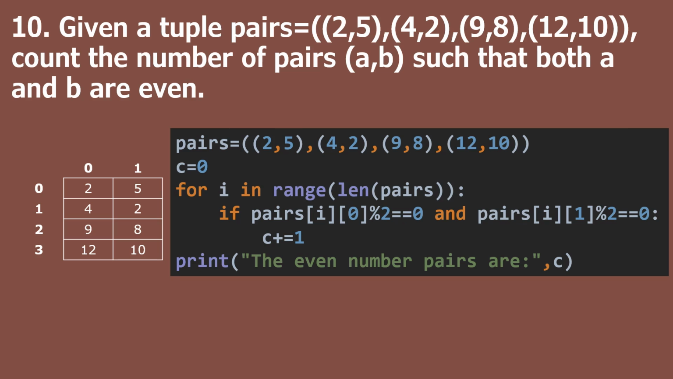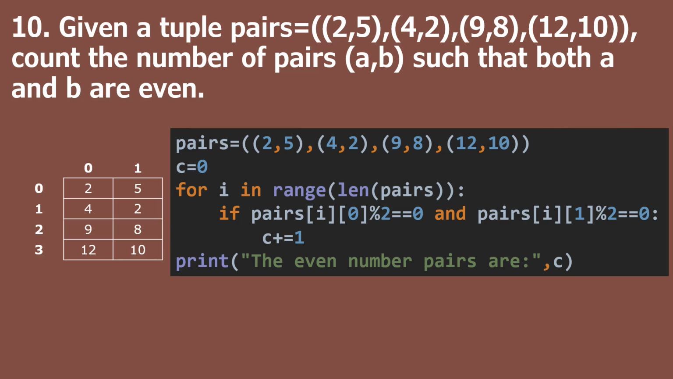If pairs[i][0], you can see it's kept within square brackets, that is showing the index number. The index number of 2 is 0, 0. The index number of 5 is 0, 1. The index number of 4 is 1, 0. The index number of 2 is 1, 1, like this. So if pairs[i][0] % 2 == 0, that means when it is divided by 2 it is giving you 0. That means this is an even number. And again, pairs[i][1] is also an even number, then your count value or C value will be increased by 1.